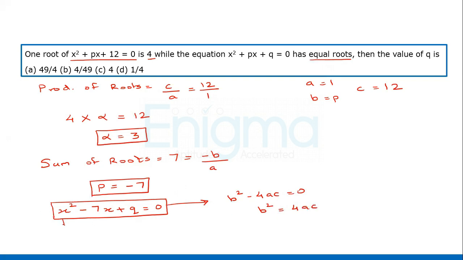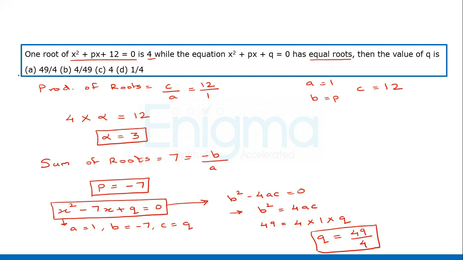Now, in this quadratic equation, if we compare it to the standard form, we have a is equal to 1, b is equal to minus 7, and c is equal to q. So if we substitute these values in this condition, b square becomes minus 7 whole square, that is 49, is equal to 4 into a, that is 1, into c, that is q. So therefore, we get the value of q as 49 upon 4. So that is option A.